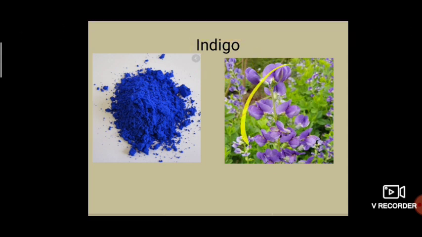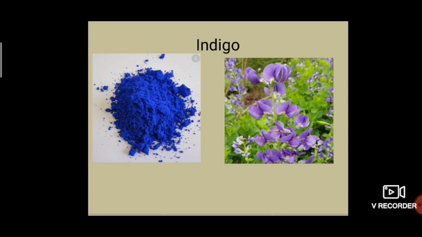This is a plant. Indigo plants look like this, and it produces this blue color, and this blue color was in great demand in Europe. People were liking it. So as the demand increases, the prices will also increase. So once the prices increase, the production also needs to be increased.